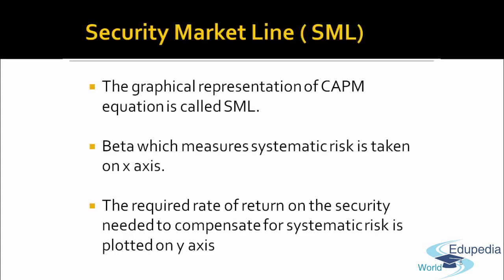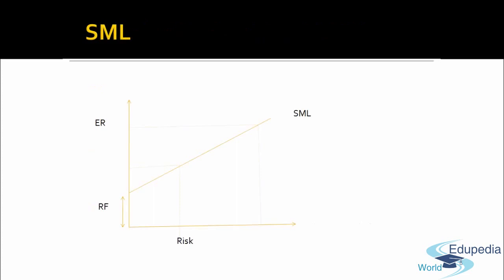Now, when this CAPM is represented in a graphical way, it is called the security market line. So the graphical representation of the CAPM equation is called the security market line. In this, beta is taken on the x-axis and the required rate of return is taken on the y-axis. When the expected return and risk are plotted, it is called the security market line.